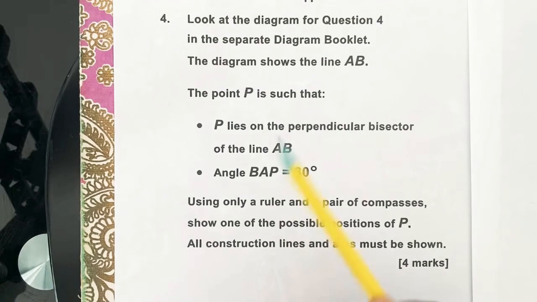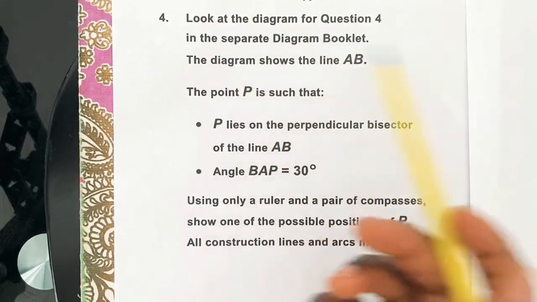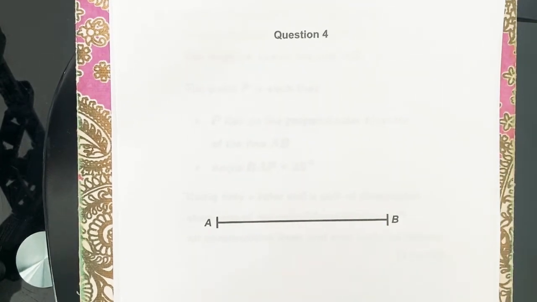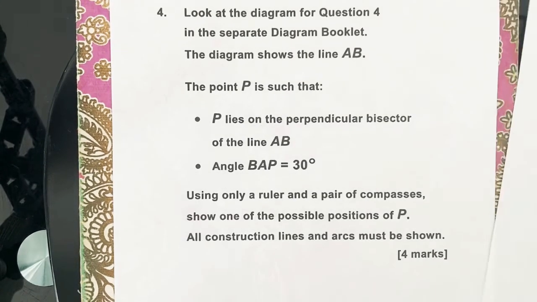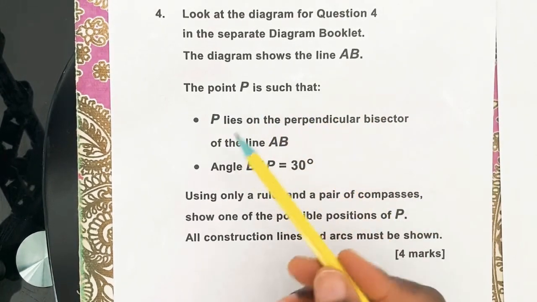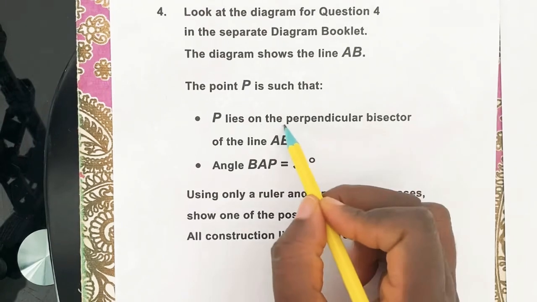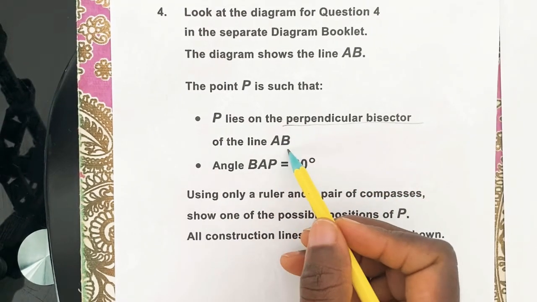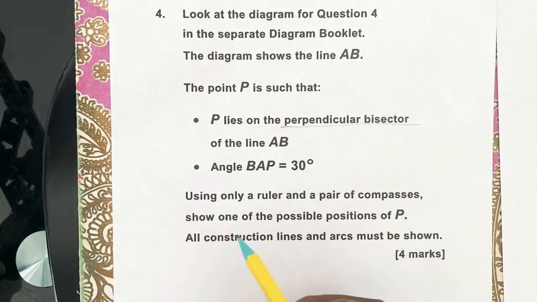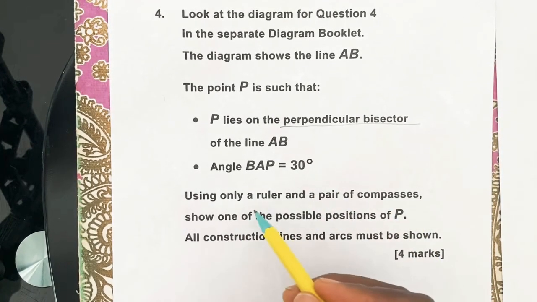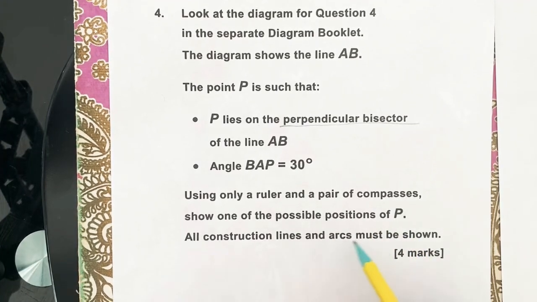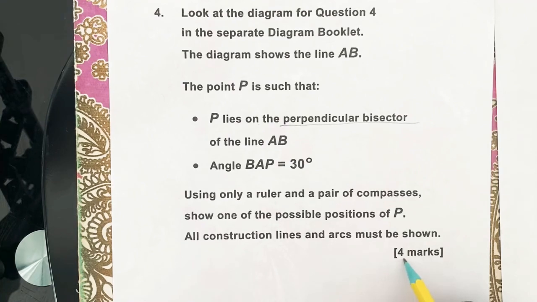So question 4 is saying, look at the diagram for question 4 in a separate diagram booklet. So that's the diagram booklet for question 4. We have that line AB. The diagram shows the line AB. The point P is such that P lies on the perpendicular bisector of the line AB. Angle BAP is equal to 30 degrees. Using only a pair of compasses and a ruler, show one of the possible positions of P. All construction lines and arcs must be shown, and this is 4 marks.